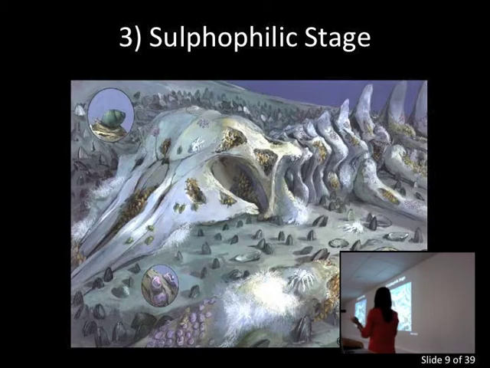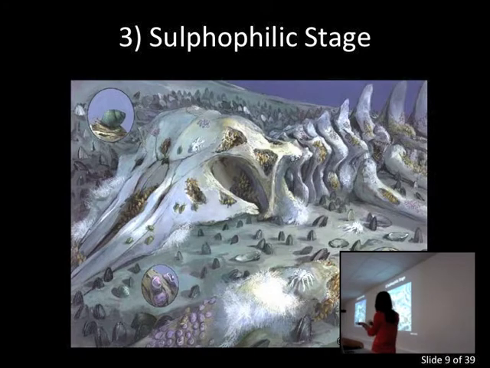Sulfophilic means sulfur-loving. And during this stage, there is no tissue left on the skeleton. And what tends to happen is that whale bones have huge amounts of oils in them, huge amounts of fats in them. And that's part of the reason they were so prized by whalers about 100 years ago, for these oils within the bone. And these oils are used by bacteria which respire anaerobically, so without oxygen, for food. And as a result of this reaction, a byproduct of this reaction, sulfides are given off. And these sulfides are what form the chemical energy for this chemosynthetic ecosystem.